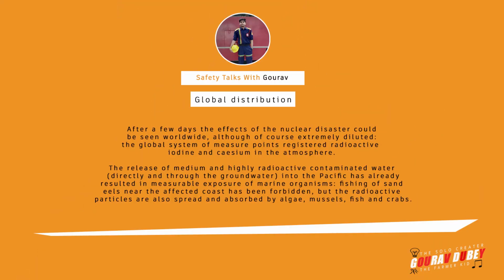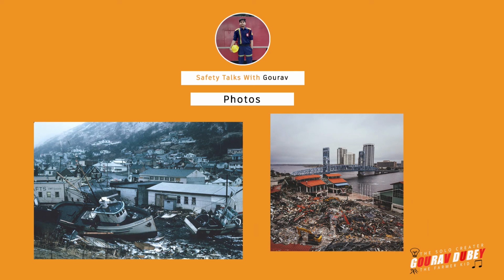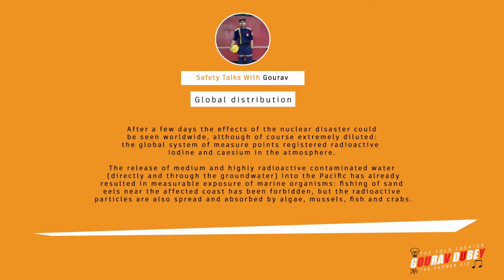Now we move on to the other topic, that is global distribution. After a few days, the effects of the nuclear disaster could be seen worldwide, although of course extremely diluted. The global system of monitoring points registers radioactive iodine and cesium in the atmosphere. The release of medium and highly radioactive contaminated water, directly and through the groundwater, into the Pacific has already resulted in measurable exposure of marine organisms. Fishing of sand eels near the affected coast has been forbidden, but the radioactive particles are also spread and absorbed by algae, mussels, fish, carp, etc.